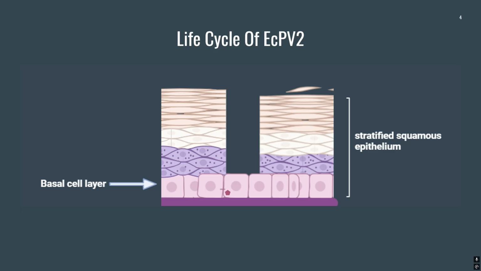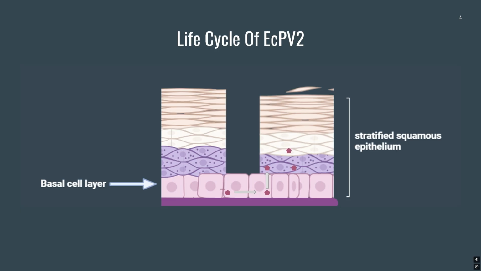Once the virus is inside the cells, ECPV2 enters a latent stage where the viral genome exists in an episomal form, meaning it's outside the host genome. During this phase, the virus is not actively producing viral particles, and viral DNA replicates along with host cell DNA. As the infected cells move upwards through the layers of the epithelium, the virus becomes transcriptionally active, producing viral proteins as well as replicating its genome.